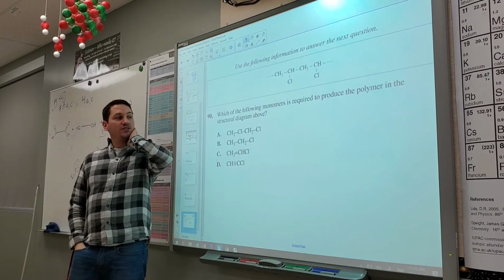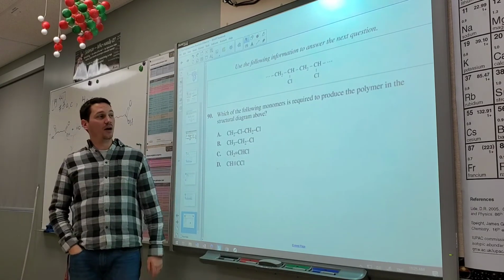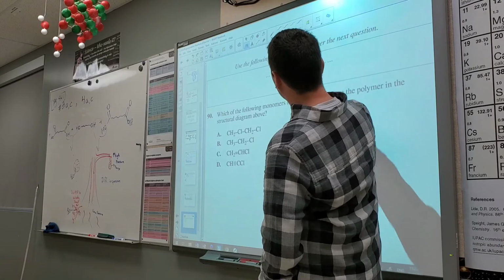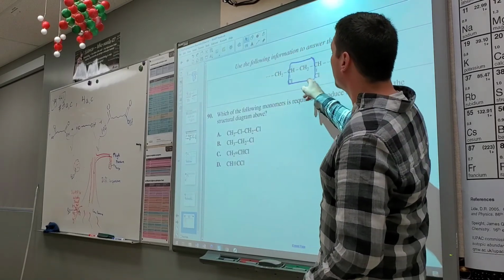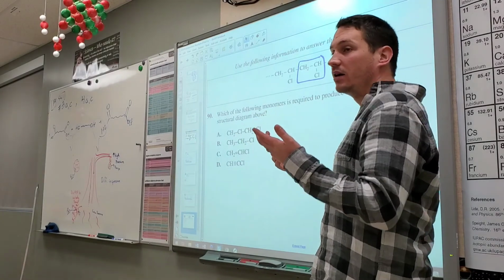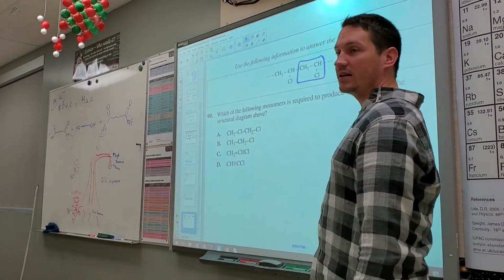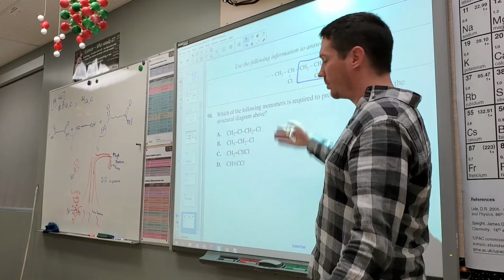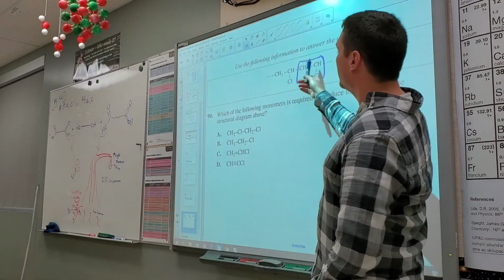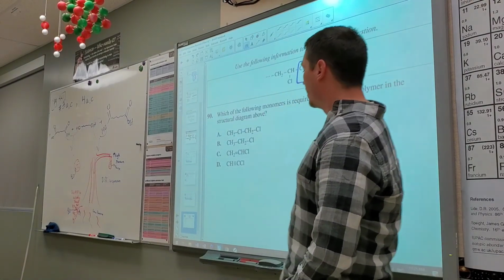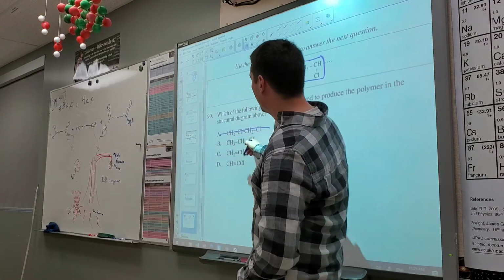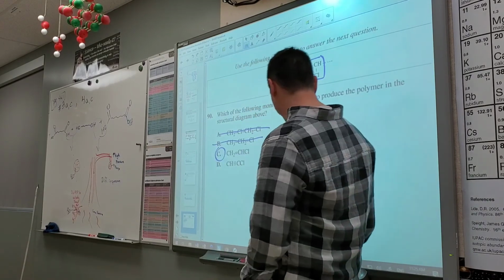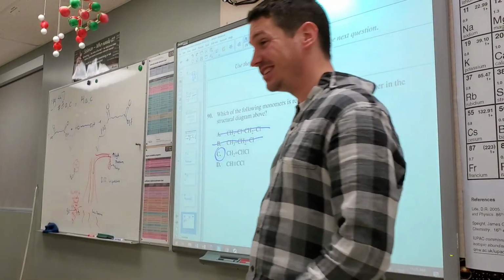Which of the following monomers is required to produce the polymer in the structural diagram above? Can you see a repeating pattern? Yes. I see either this as our repeating pattern, or you could say it's this. It doesn't really matter. So it's carbon-carbon with a chlorine on it, and instead of a single bond, it should be a double bond. That's where the monomer came from. So we're looking for carbon-carbon with a chlorine and a double bond. Carbon-carbon chlorine, double bond, no. Carbon-carbon chlorine, single bond, no. Carbon-carbon chlorine, double bond, yes. Is that okay? Yeah?